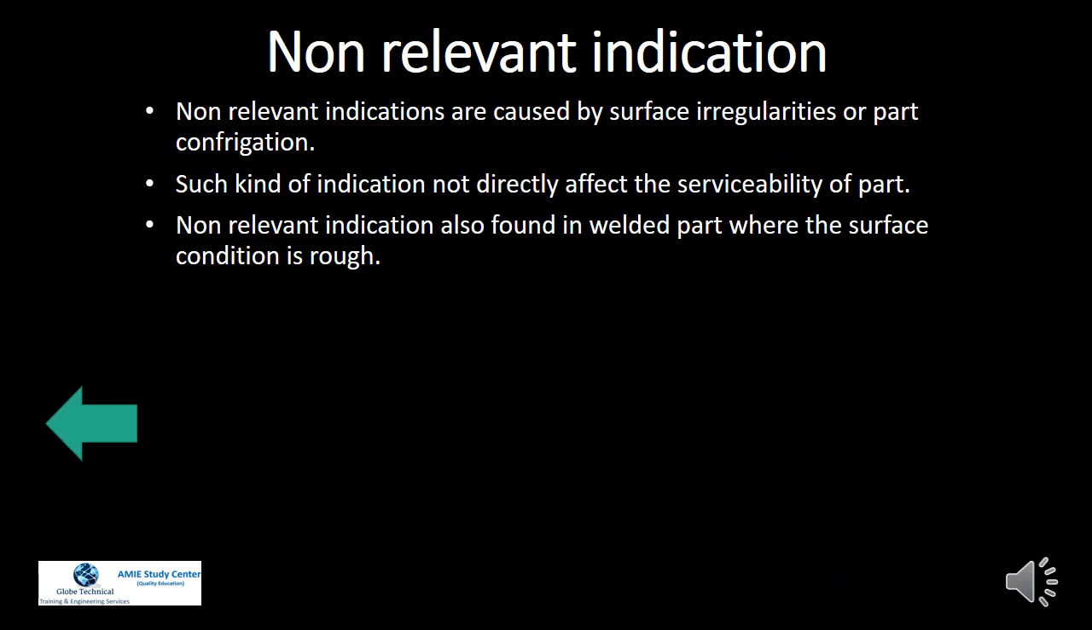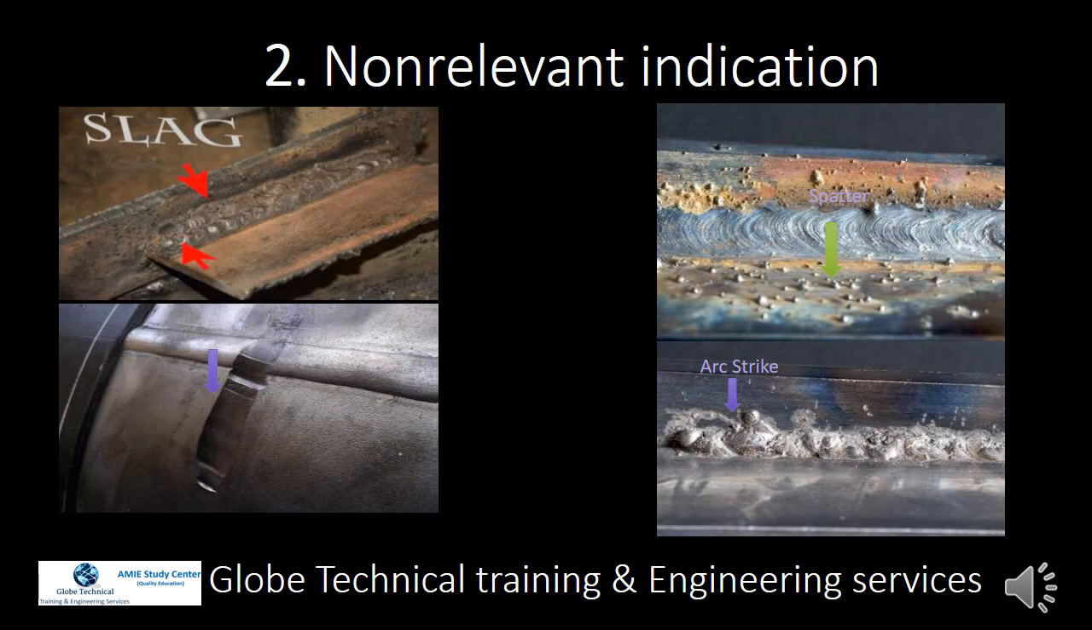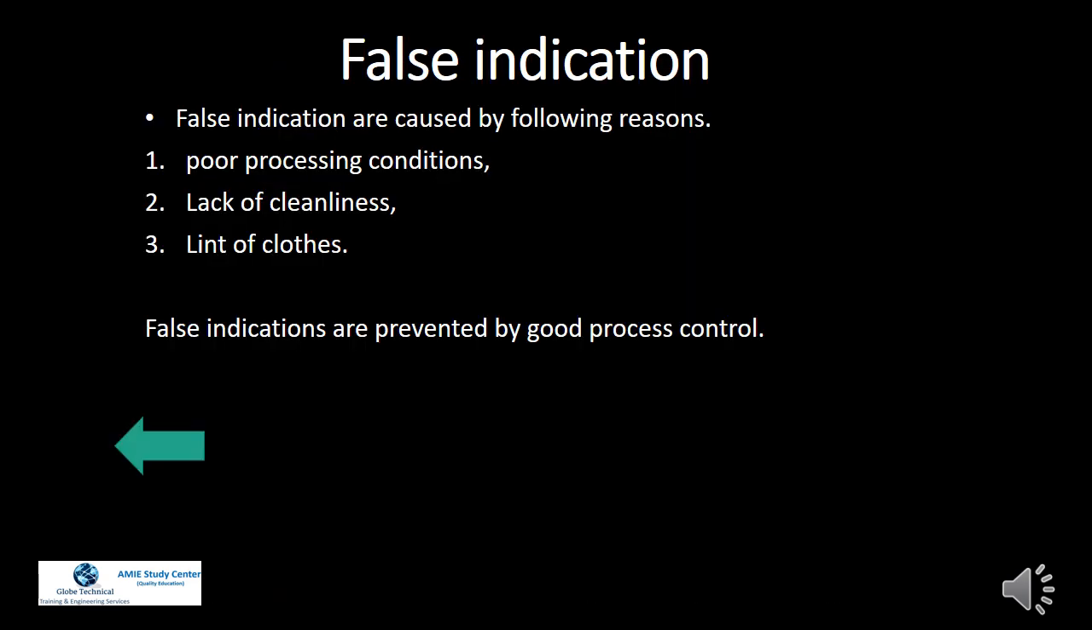Non-relevant indication. Non-relevant indications are caused by surface irregularities or part configuration. Such kind of indication does not directly affect the serviceability of the part. Non-relevant indications are also found in welded parts where the surface condition is rough. Example of non-relevant indication. False indication. False indications are caused by the following reasons: poor processing conditions, lack of cleanliness, lint of clothes. False indications are prevented by good process control.